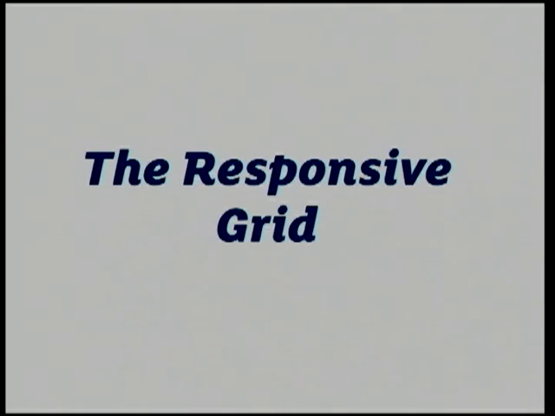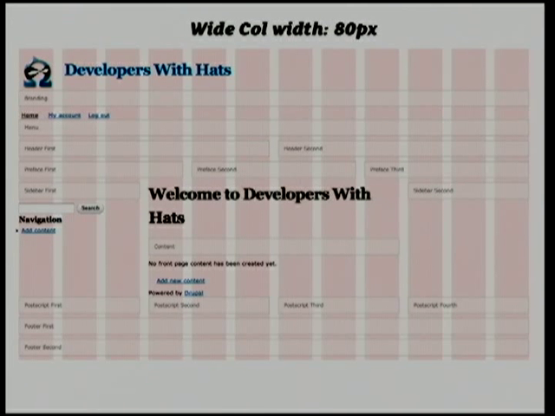The grid is a pretty familiar concept. Basically, the grid uses columns to split the page up. In this example, this is the wide column width. So for example, I believe the wide column is displayed over 1,200 pixels. So the content is split up in this scenario with 12 columns of 80 pixels each.